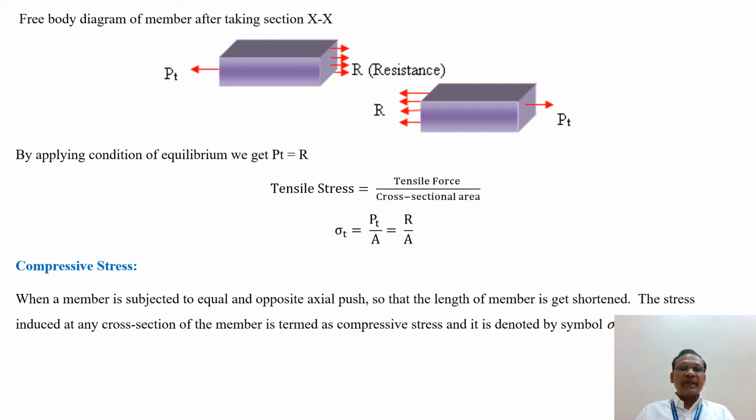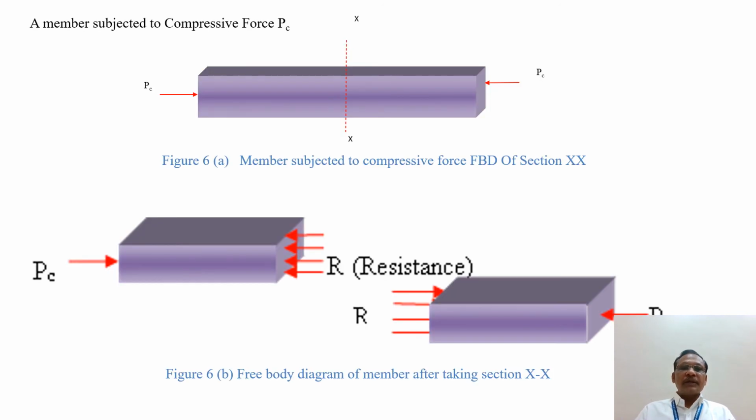The second type of stress is compressive stress. When a member is subjected to equal and opposite axial push so that the length of the member gets shortened, the stress induced at any cross section of the member is termed compressive stress, and it is denoted by the letter sigma C. Here a member is subjected to compressive force: at the first end PC indicates the compressive force, and at the last end PC, so the forces applied are equal in magnitude and opposite in direction.